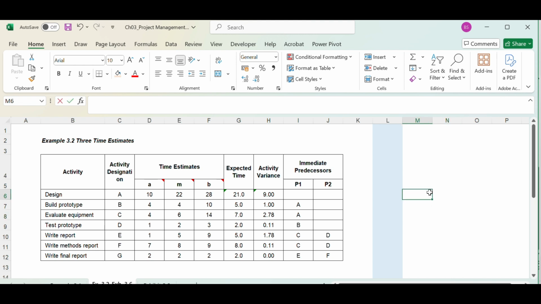We have A, then we'll formulate the activity on node diagram. We have A, which doesn't have a predecessor. We have B, which has a predecessor called A. Now we have C, which has a predecessor called A. Now we have D, which has a predecessor called B. Now we have E with predecessors C and D. C and D is the predecessor for E. And we have F with predecessors C and D.